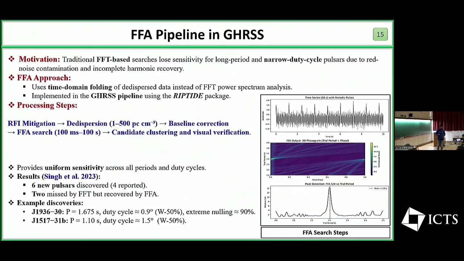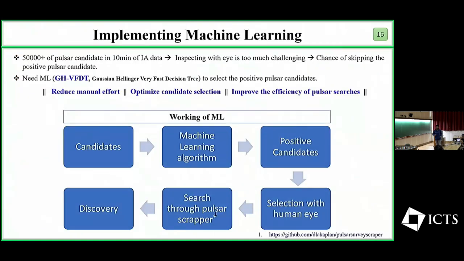See, the beauty of the FFA search is that it gives uniform sensitivity across all periods and duty cycles. From this paper, 6 pulsars have been detected, out of which two were missed by the FFT-based search. From this example of discovery, you can see that it can detect extremely nulling pulsars and very low duty cycle pulsars.